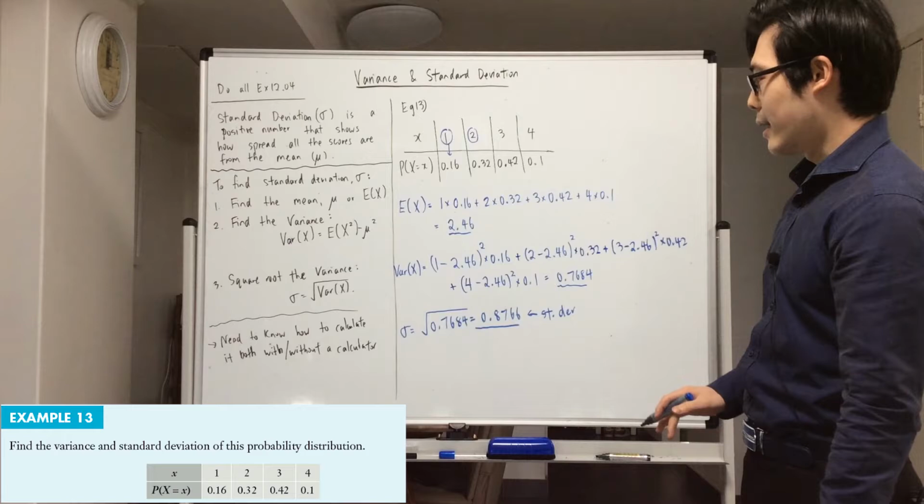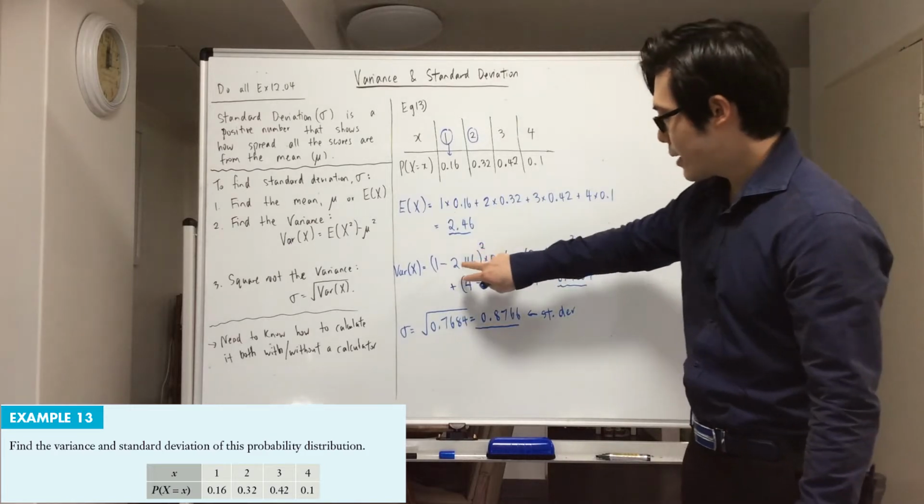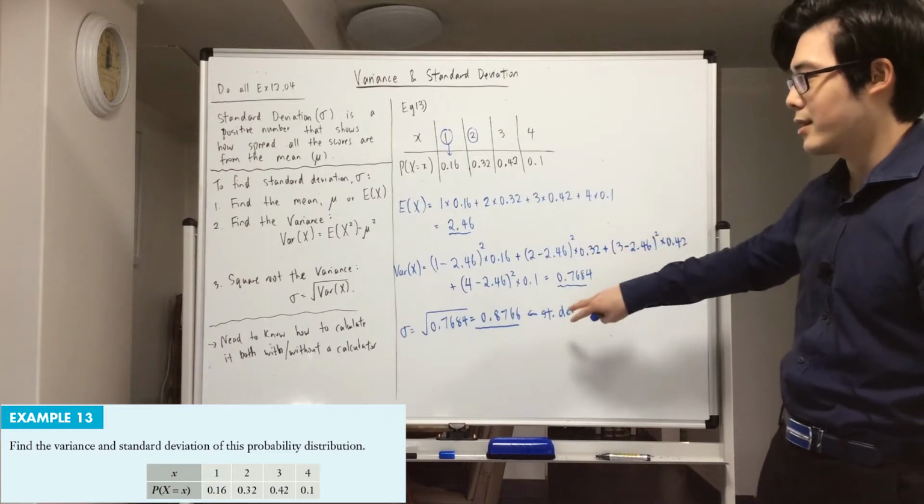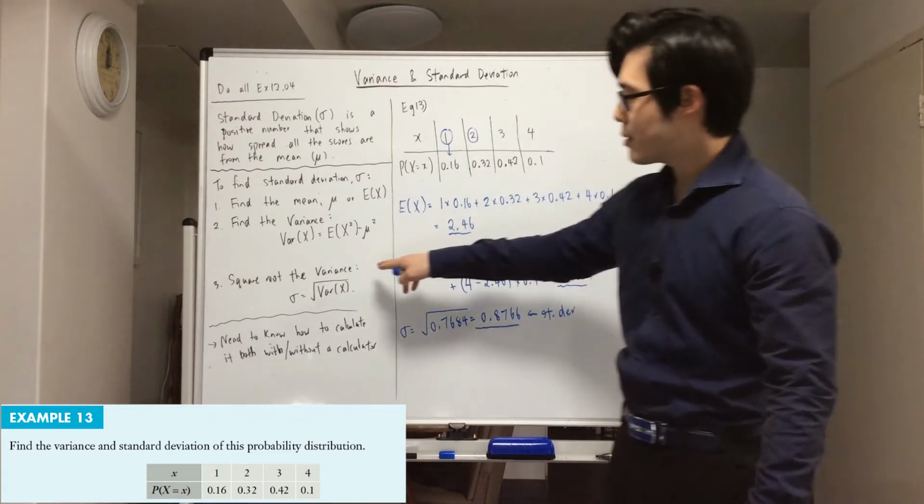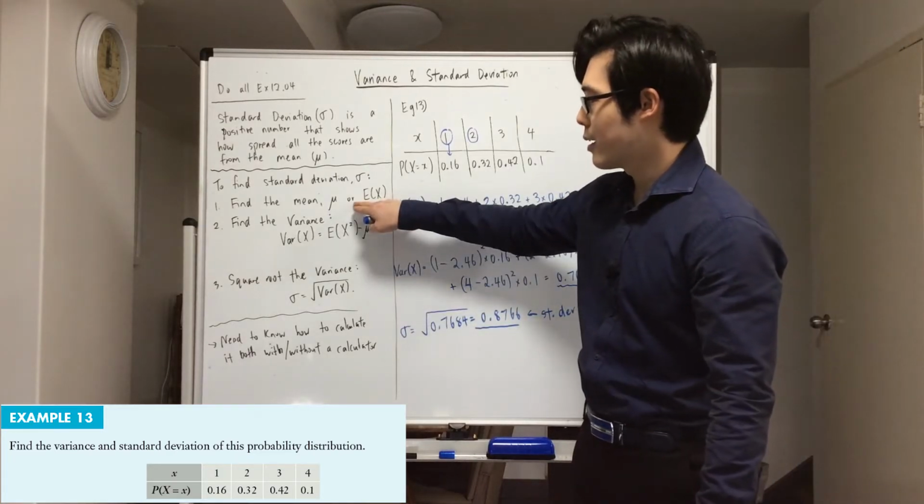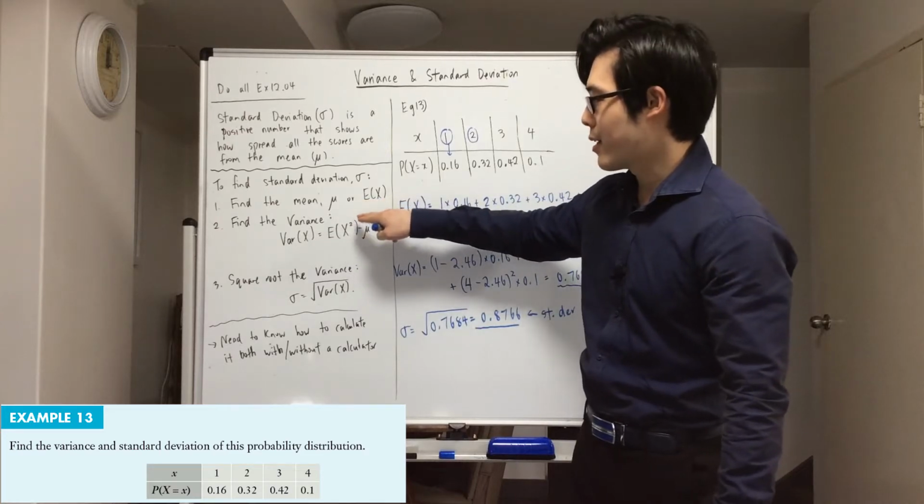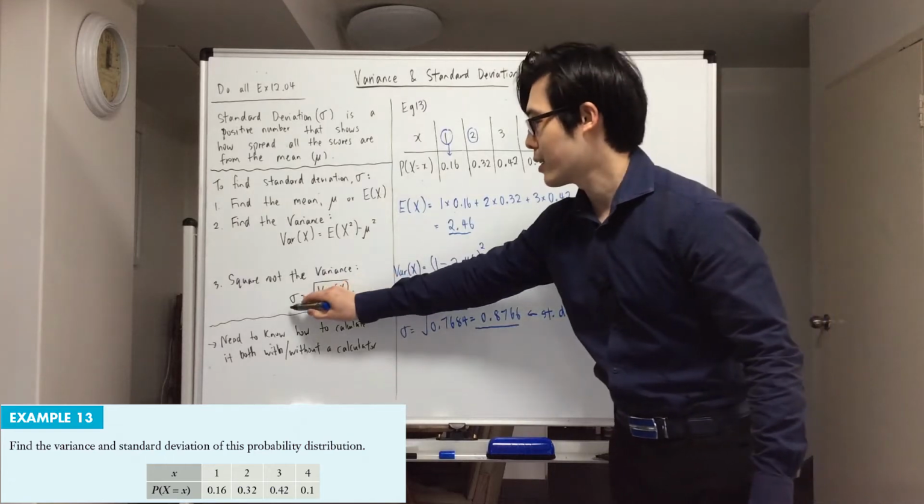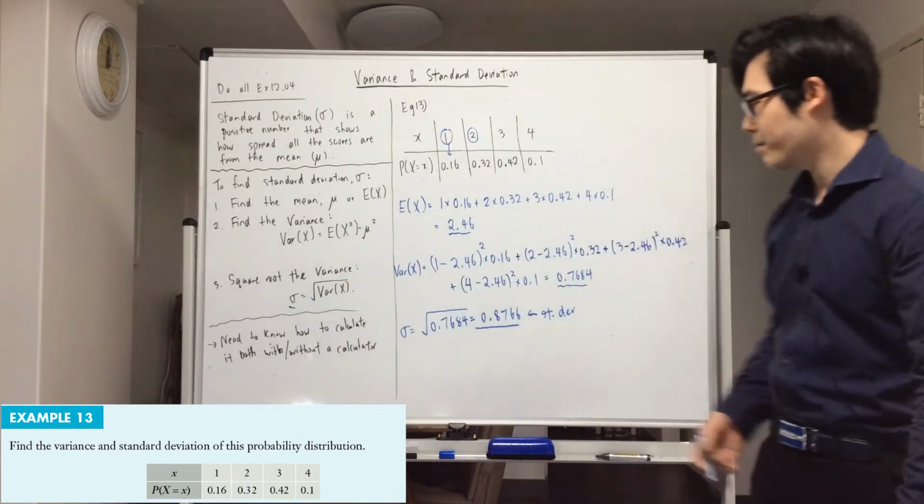Now, see how I took a very long time to do all that working out to find the variance, to find the standard deviation? So let me make it clear. To find the standard deviation, you find the mean, and then you find the variance, and then you use the variance to find the standard deviation. The standard deviation is what we want to ultimately find, okay?